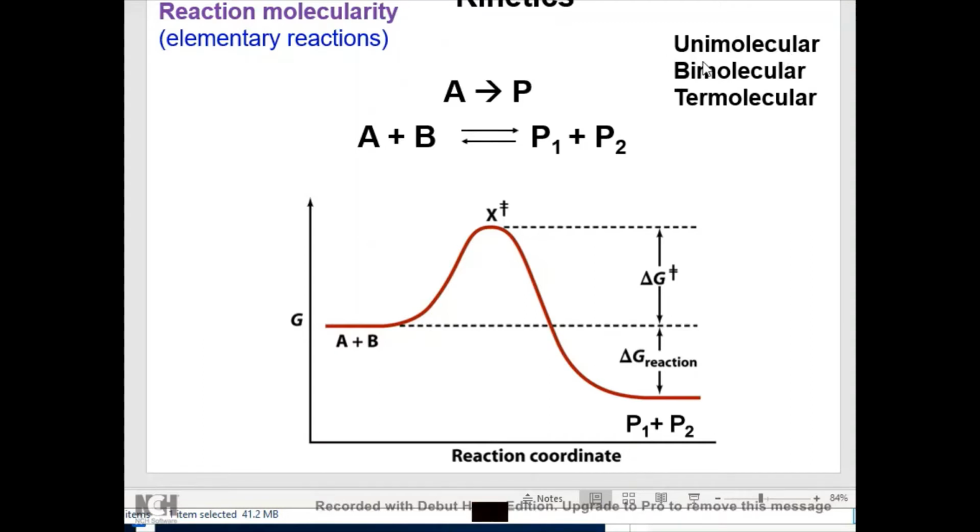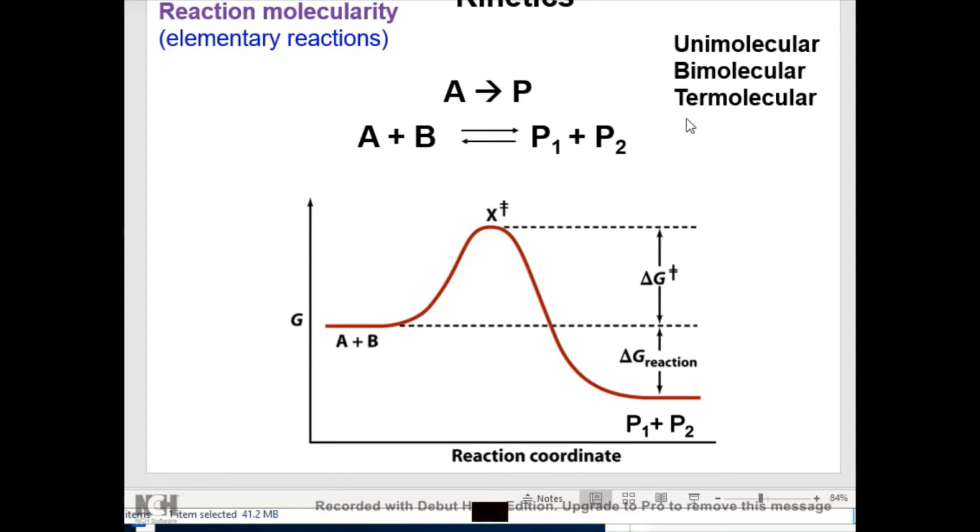In unimolecular reactions, a single reactant participates and produces one or several products. In bimolecular reactions, there is a need for collision of two particles, and they produce one or several products. In thermomolecular reactions, three particles participate, collide, and produce one or several products. I don't have an example of a thermomolecular reaction on this slide because they are quite rare. So basically in biochemistry, we mostly focus on unimolecular and bimolecular reactions.